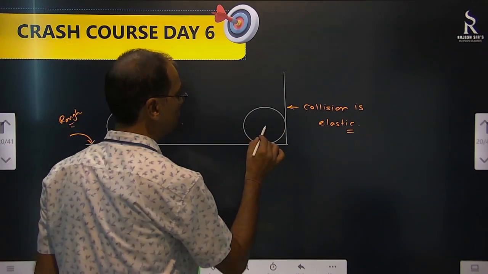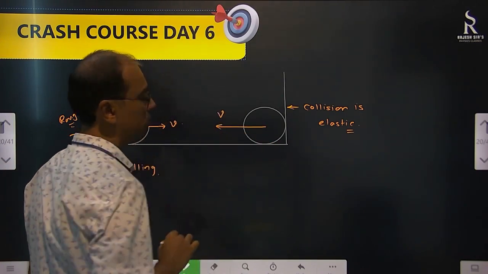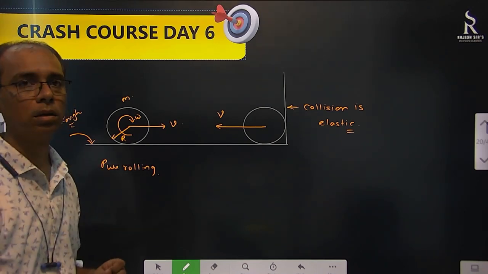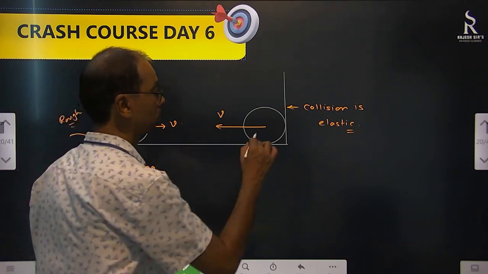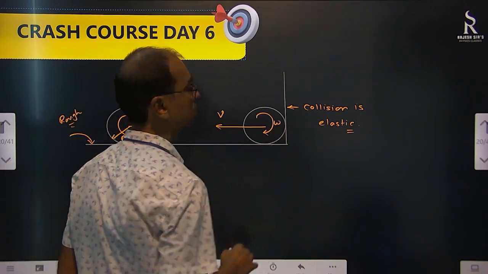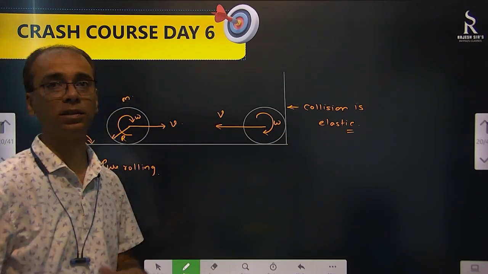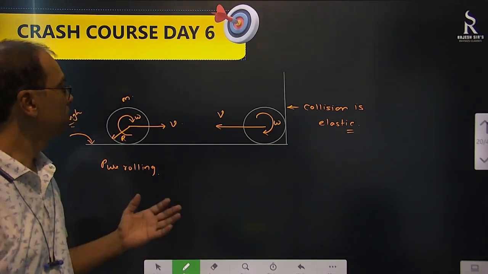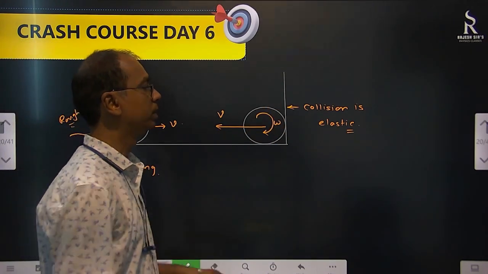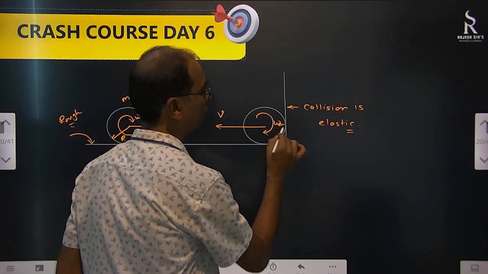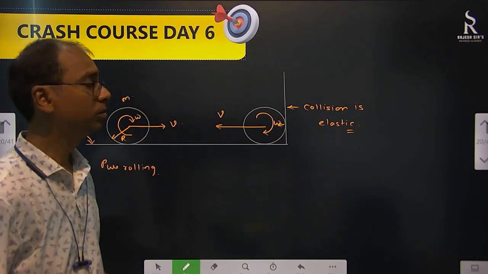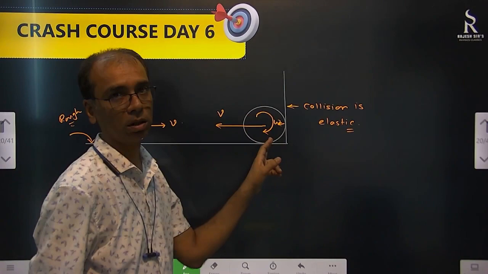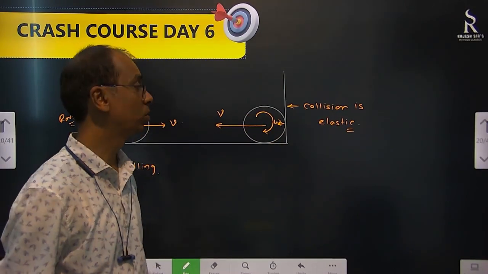So the center velocity will change. It becomes velocity in this direction. The question is, what about omega? Omega will remain the same. Omega is still like this. Why? The reason is that when the ball collides with the wall, the wall applies a normal contact force on the ball in this direction, because of which its linear momentum changes. But there is no force in this direction which can provide torque so that omega can change. So that's why omega remains the same.